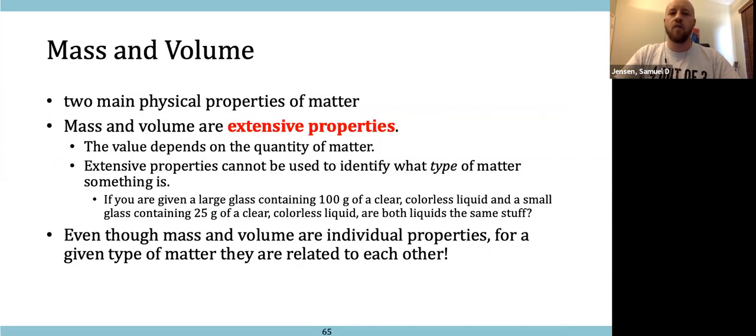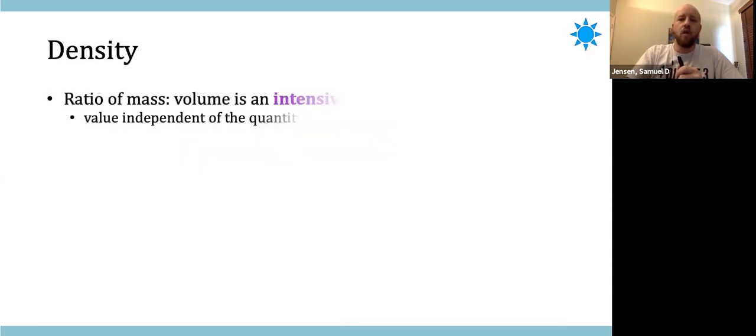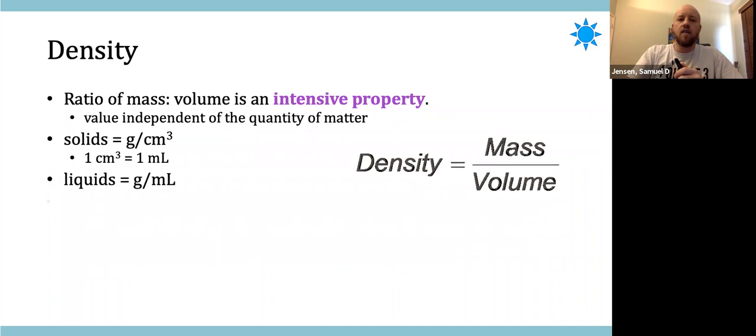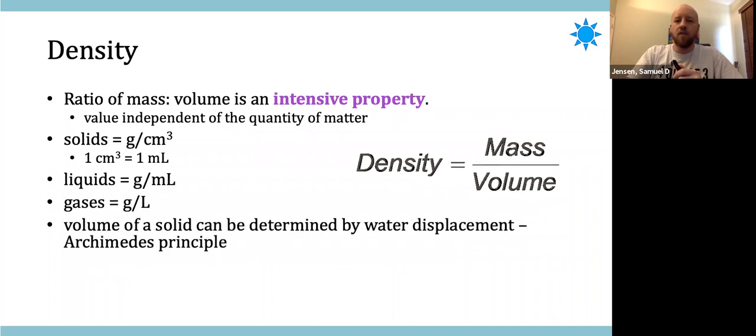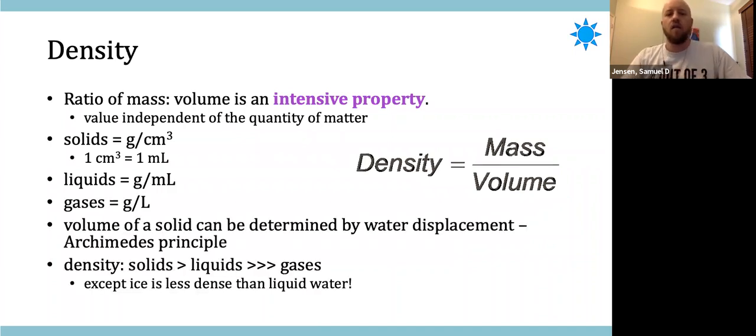Last night we talked about extensive properties. Again, these are dependent on the quantity of stuff. But when we put mass and volume together, they become intensive properties, where it is independent of how much stuff there is. For solids we generally measure mass divided by volume.